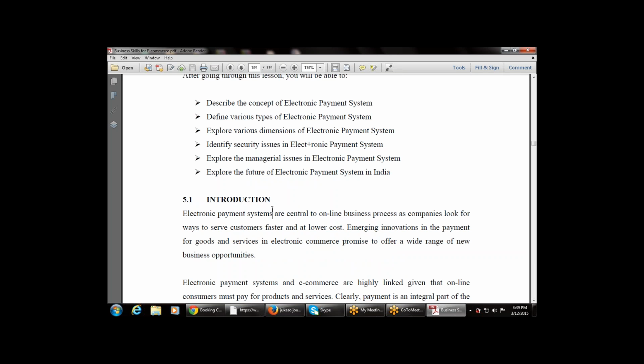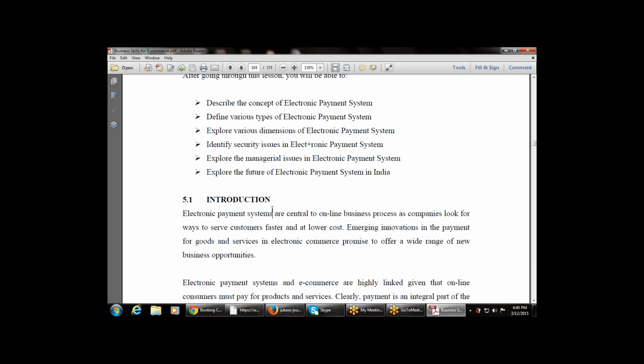First of all, there is the introduction that we have covered. In the introduction we simply covered what the e-payment system is. As the name advises, an e-payment system is a system that makes the payment online, that is the electronic payment system, a system to manage the payment online. And this is very central and very effective to the online business process.